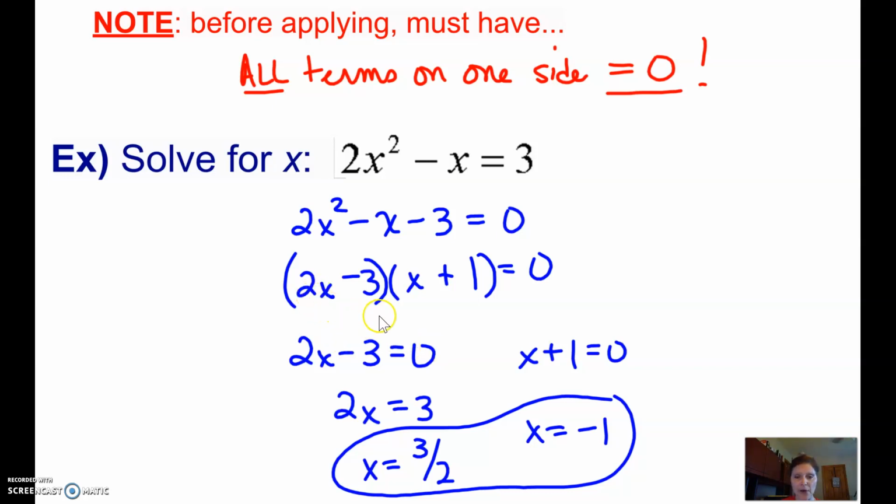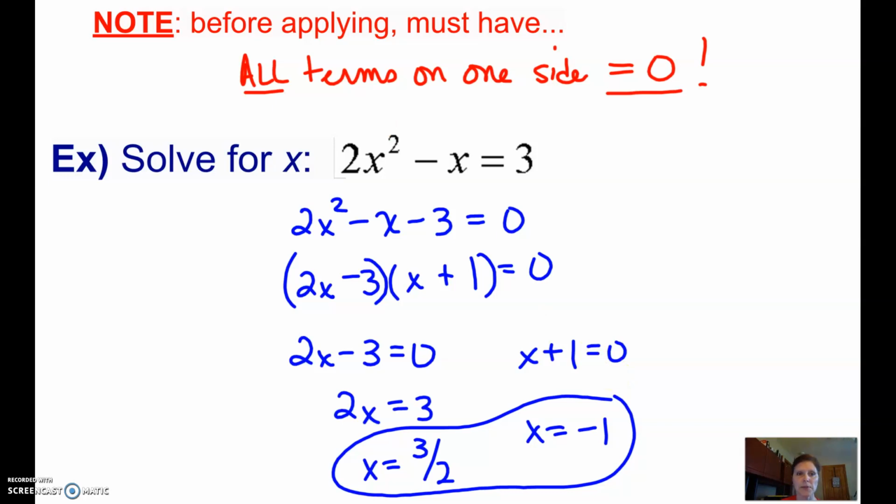If I take this outer product, positive 2x, and this inner product, negative 3x, and combine them, they're supposed to give me what the middle term is, and in this case it does. It gives me a negative x. So always remember, check that outer product and inner product to make sure you get the right middle term, not just the right number, but the right sign on that. Okay, so now I have something times something is 0. I set each of my somethings equal to 0 and solve 2 very simple linear equations.